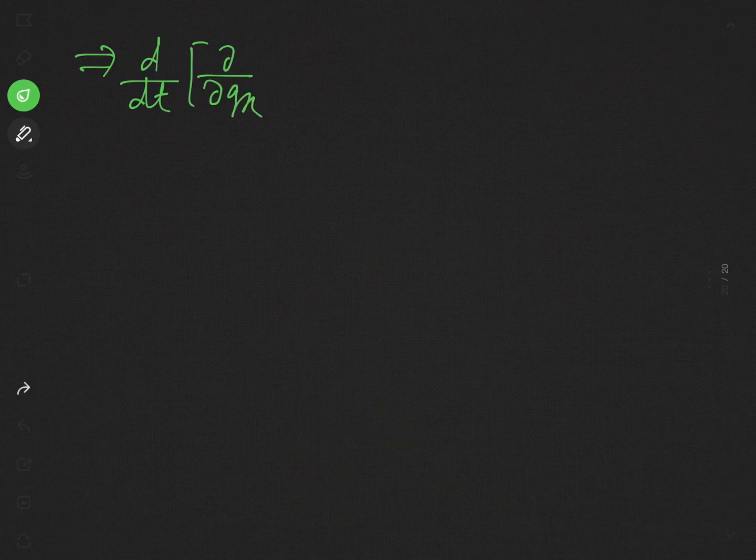Now we will arrange this equation. We will have, this implies d/dt del Qk dot. Here the term is T, but I am writing T minus V. Why am I writing this? I will explain it just after writing this.